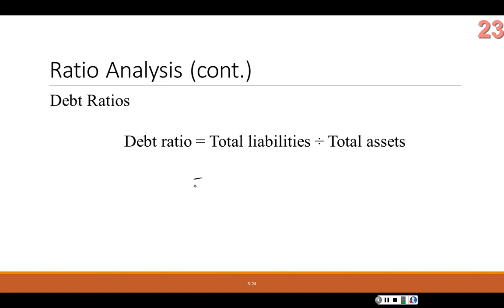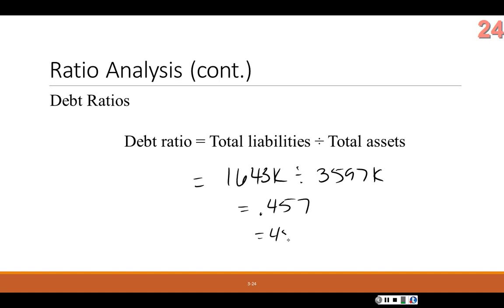And for Bartlett Company, our total liabilities is found on the liability and equity side of the balance sheet. And total liabilities is 1,643. We divide that by our total assets, 3,597, also found on the balance sheet, to give us 0.457. So 45.7%. That means that 45.7% of our assets are financed.